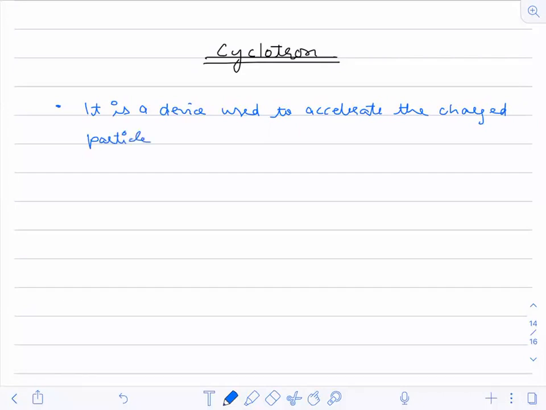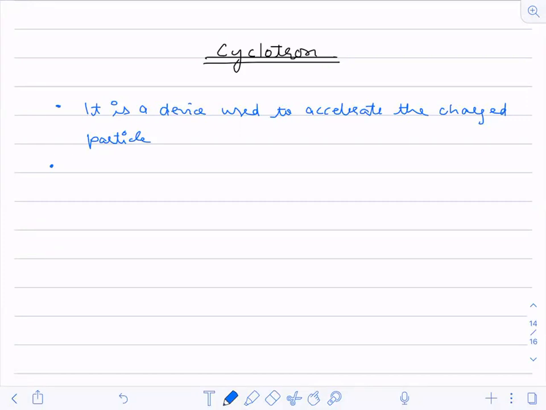Okay, it is used to accelerate charged particles. Now, what kind of particles can you accelerate? Can we accelerate all particles? No, we will only accelerate charged particles, and which are heavier in weight. Lighter particles we don't do.